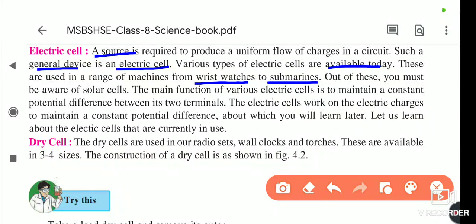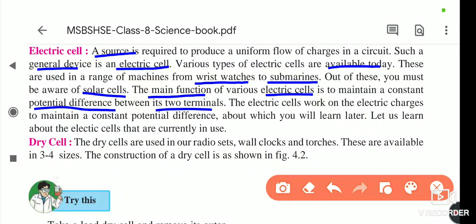Out of these, you must be aware of the solar cell. Nowadays in many places on the way, solar cells are used, and due to them electricity is produced. The main function of various electric cells is to maintain a constant potential difference between two terminals. What is the main function of an electric cell? To maintain a constant potential difference.